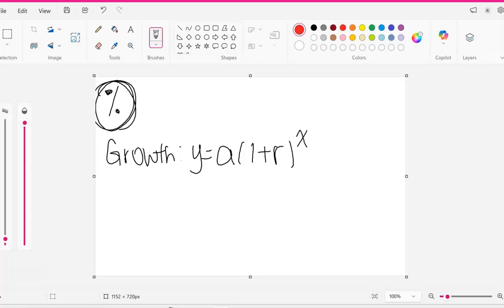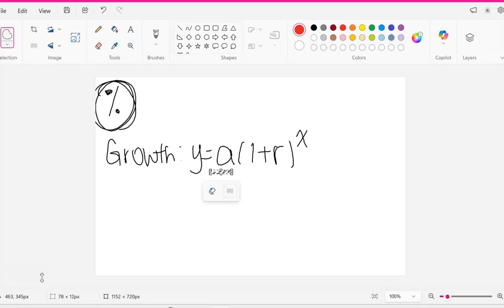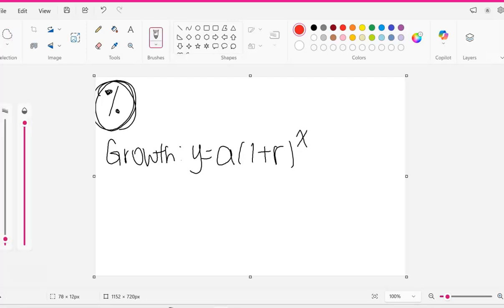So a couple things you need to know here. This a value, this represents the initial value. That is the initial value. So whatever something is starting at, that's what you would put in for a. The r is the growth rate.